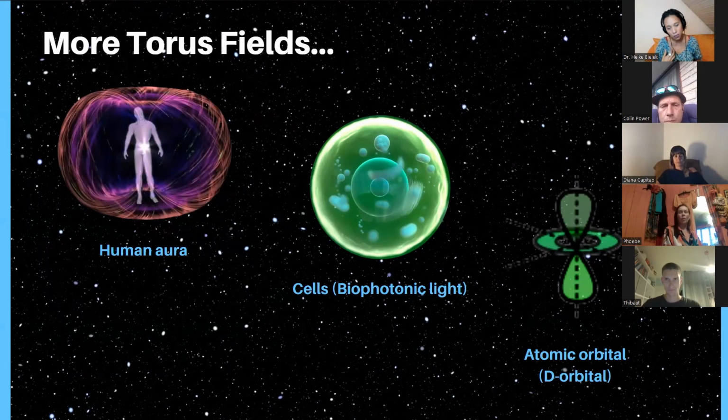Going lower into the body, into the realm of cells, even cells themselves have been found to emit a certain light they call biophotonic light. It confirms also the existence of torus fields around cells. And lower than cells, you could say there's the atom. And within the orbital structures of the atom, so how the electron cloud looks, some of these electron orbitals actually have toroidal fields, such as this one. This is a d orbital.